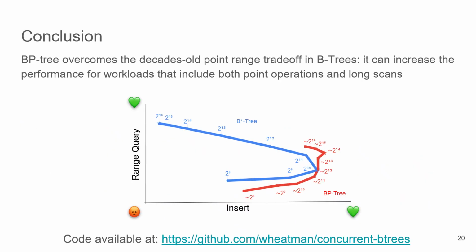And in conclusion, the BP tree allows us to overcome the traditional trade-off between point and range operations in the B tree. It enables us to increase the performance for workloads that include both point operations and long scans, and gives us guidance, perhaps in the future, of the benefit of focusing on large nodes to increase the performance of range operations.